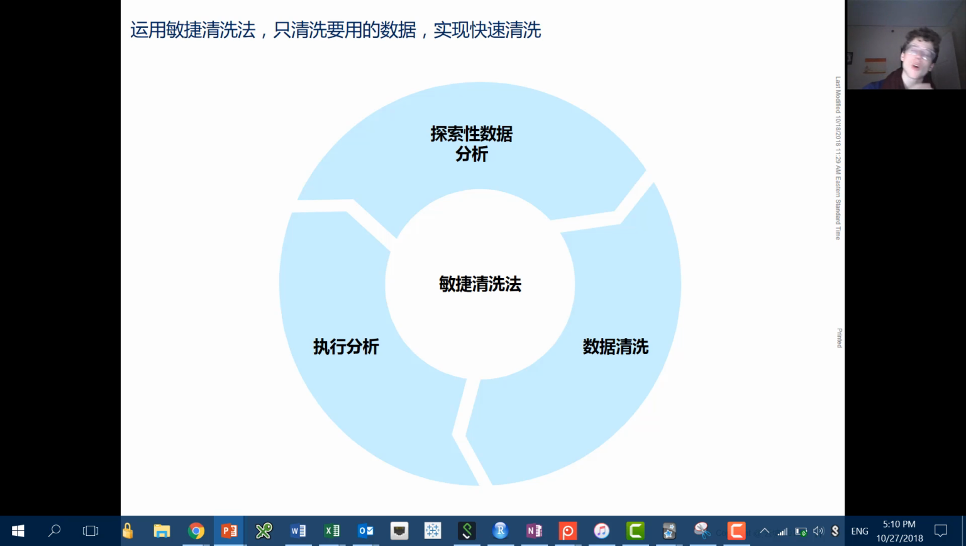You might be tempted to go through your data and try to clean everything you can, but don't get trapped in that, because you want to be able to move as quickly as possible so that you can make quick insights and quick decisions using the data.